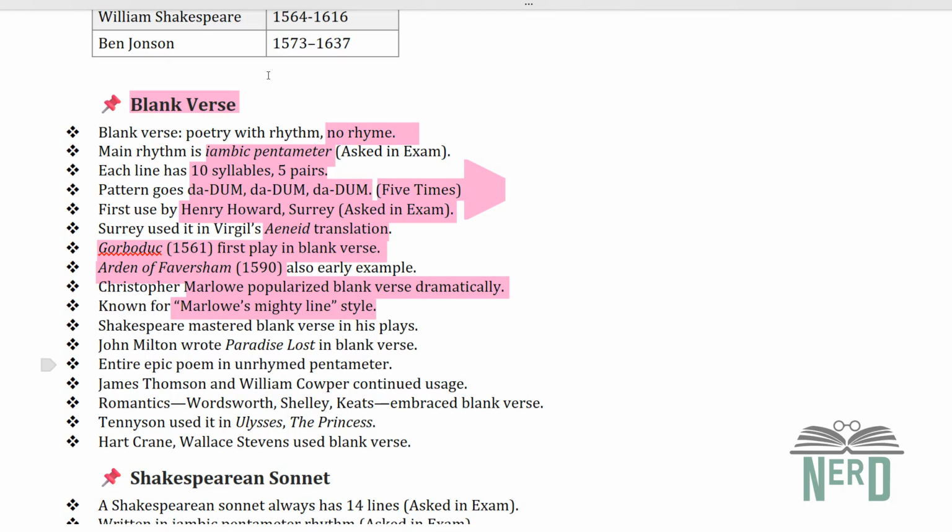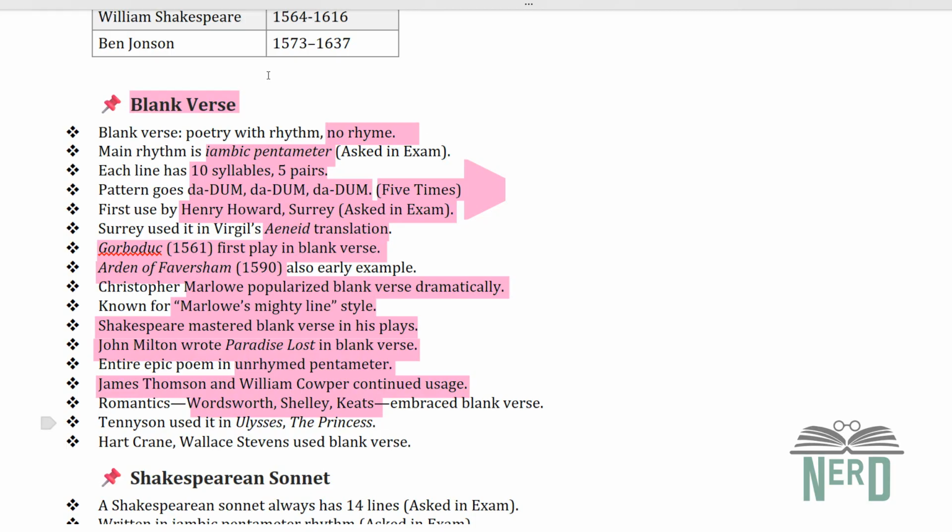Of course, when you think of blank verse, one name towers above the rest: William Shakespeare. Almost all his plays are written in it, giving his characters a natural yet elevated voice. And then comes John Milton, who used blank verse to write his epic masterpiece Paradise Lost. Just imagine an entire epic poem in unrhymed iambic pentameter. Even after Milton, blank verse stayed strong. In the 18th century, poets like James Thomson and William Cowper carried it forward. The Romantics Wordsworth, Shelley, and Keats embraced it too, finding in it the perfect blend of freedom and form.